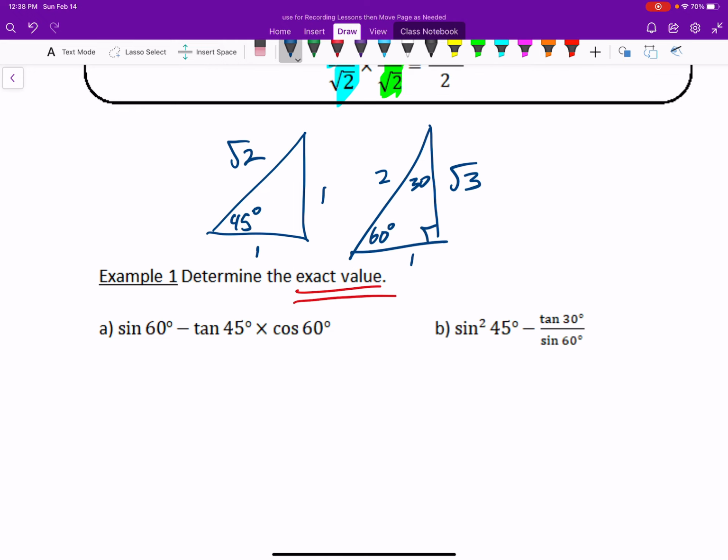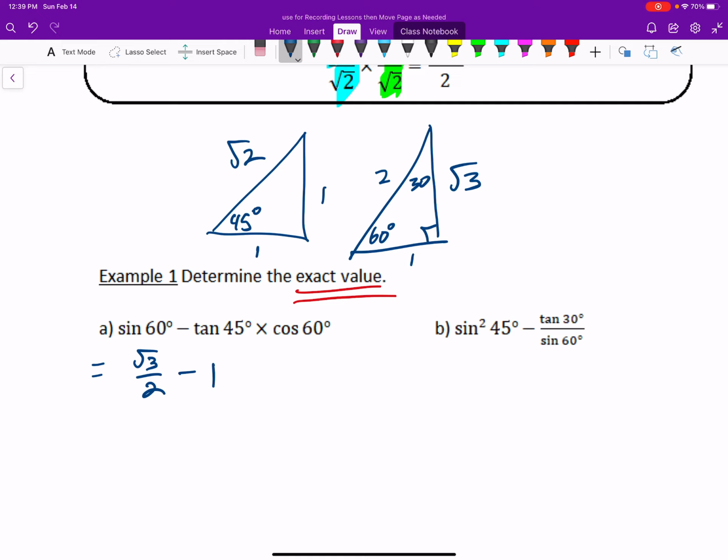So for example, sine 60 means that I'm going to do, there's my 60 degrees, I'm going to do opposite over hypotenuse. I know it's going to be root 3 over 2. So I can quickly come up with that fraction without having to have memorized the table. Tan 45, I'm going to go to the 45-degree triangle, and it's opposite over adjacent, 1 over 1. Tan 45 is just equal to 1.